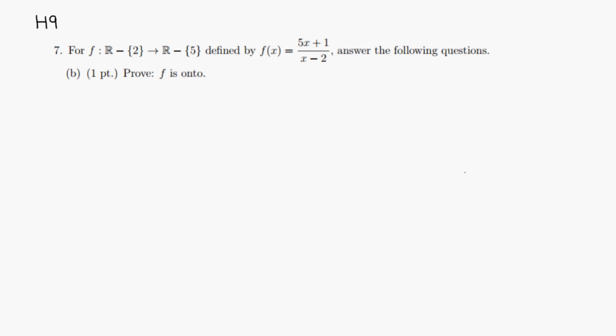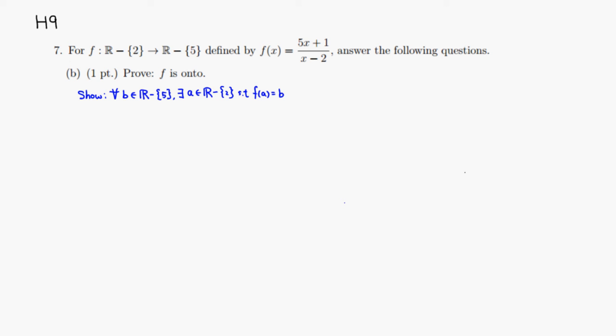In order to show that the function is onto, we have to show that for all, say, b in the codomain, which is all real numbers except for 5, there exists at least one corresponding a in the domain, which is all real numbers except for 2, such that f of a is exactly equal to b. That's what we need to show.